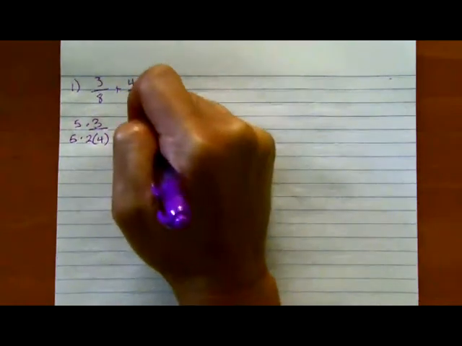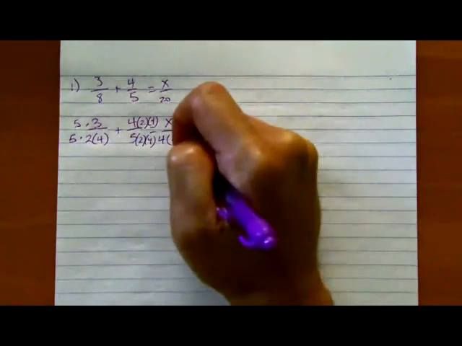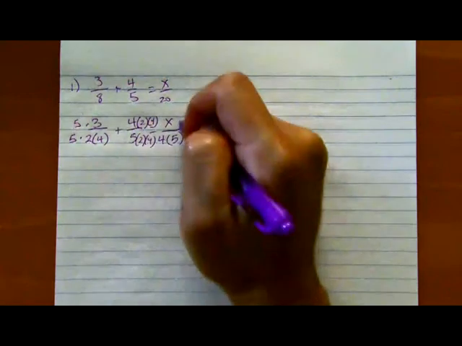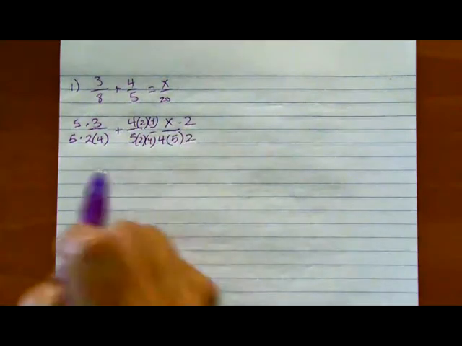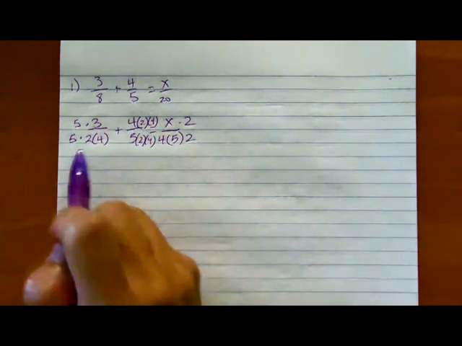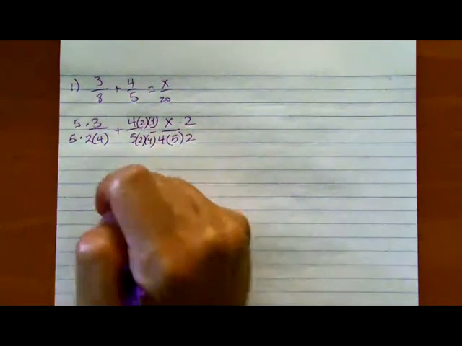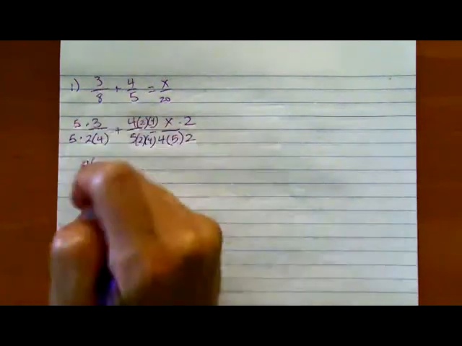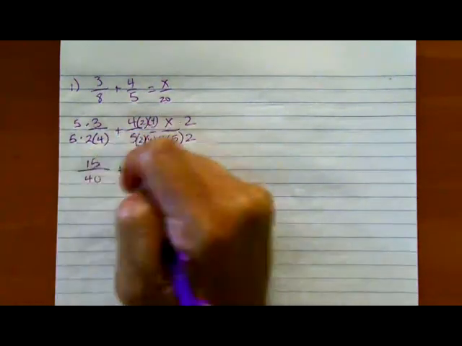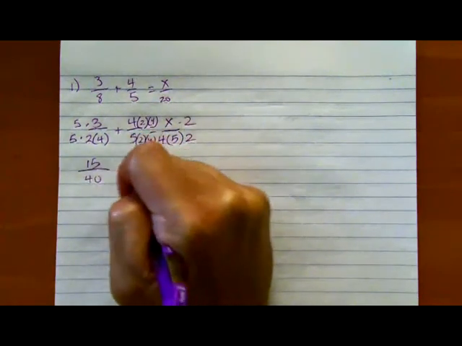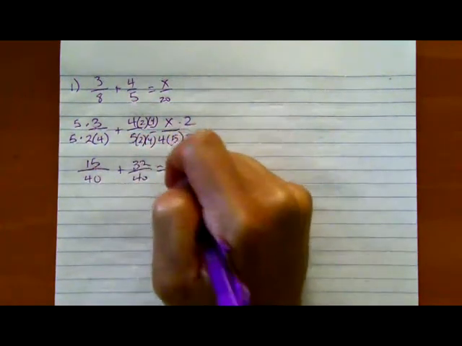So we have to multiply top and bottom. This one is missing the 2. Okay, so all the denominators match. 2 times 4 times 5. 15 over 40. 32 over 40. 2x over 40.